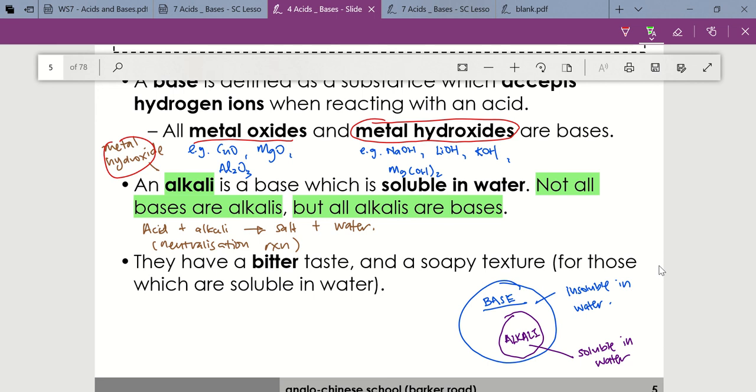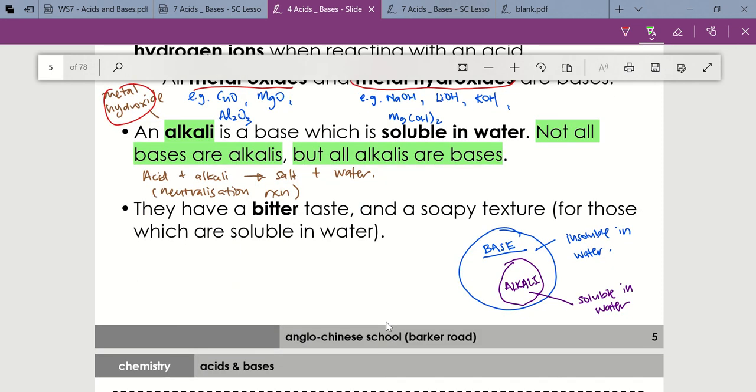So this may be a bit confusing for you, but just have to know that alkali is a type of base. And in upper sec, a lot of times we will be referring to it as a base rather than as an alkali, because alkali is a type of base. What else do we need to know about it?